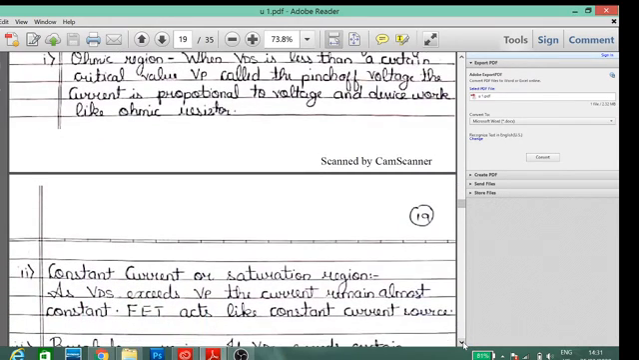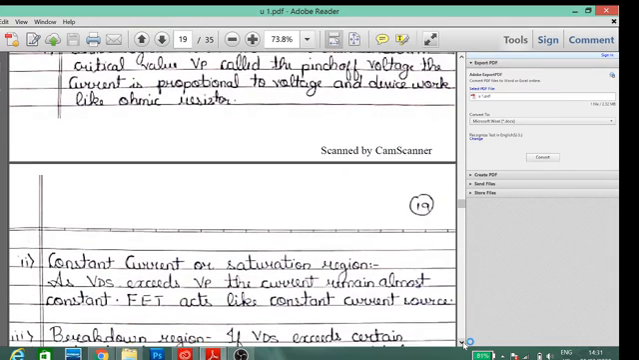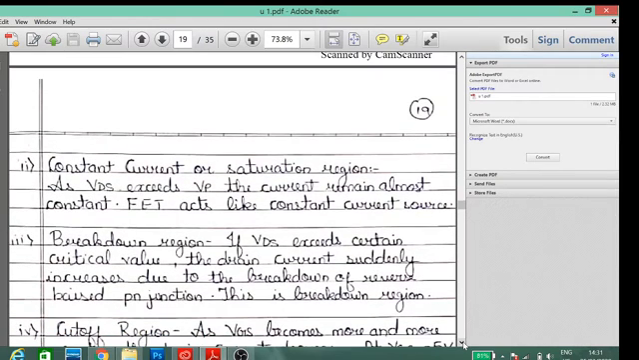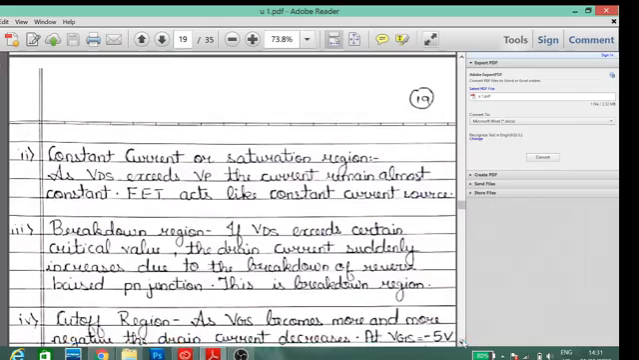At the constant current region, that is called the saturation region, no matter how much you exceed the VDS after the VP, the current remains constant. Breakdown region: if VDS exceeds a certain critical value, the drain current suddenly increases due to the breakdown of the reverse-biased PN junctions. This is the breakdown region.